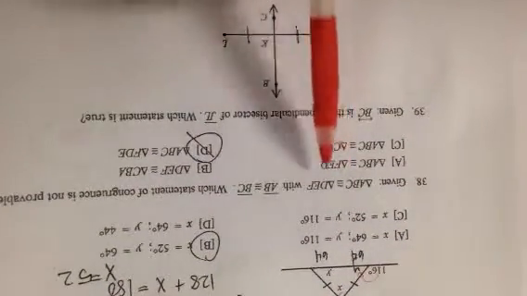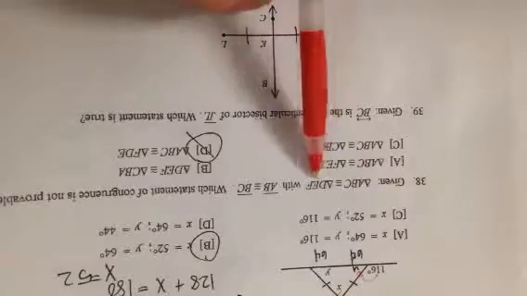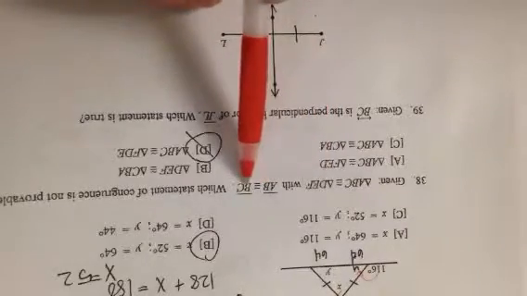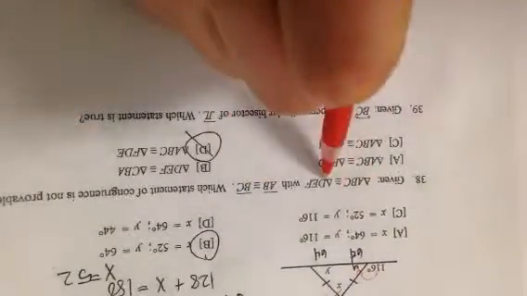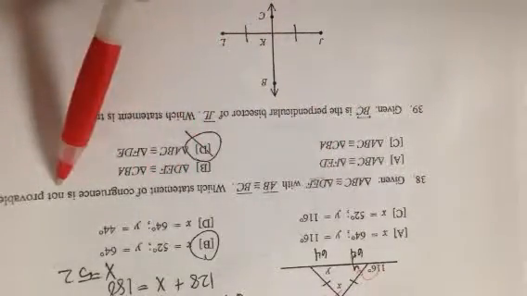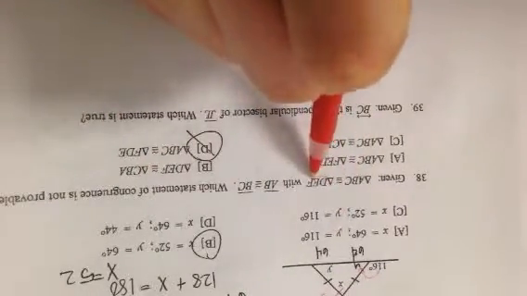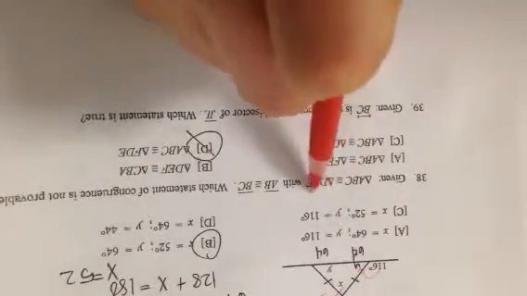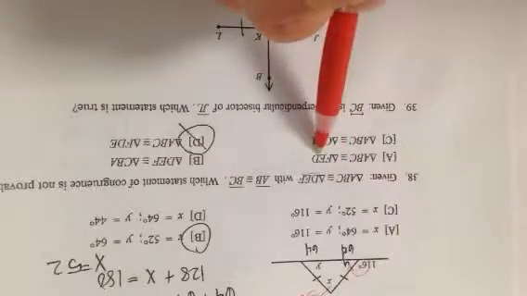Number 38, triangle ABC is congruent to triangle DEF, with AB being congruent to BC. Okay, so that means also DE is congruent to EF. Which statement of congruence is not provable? Well, if DE is the same as EF, then I can switch these around. So A could be true.